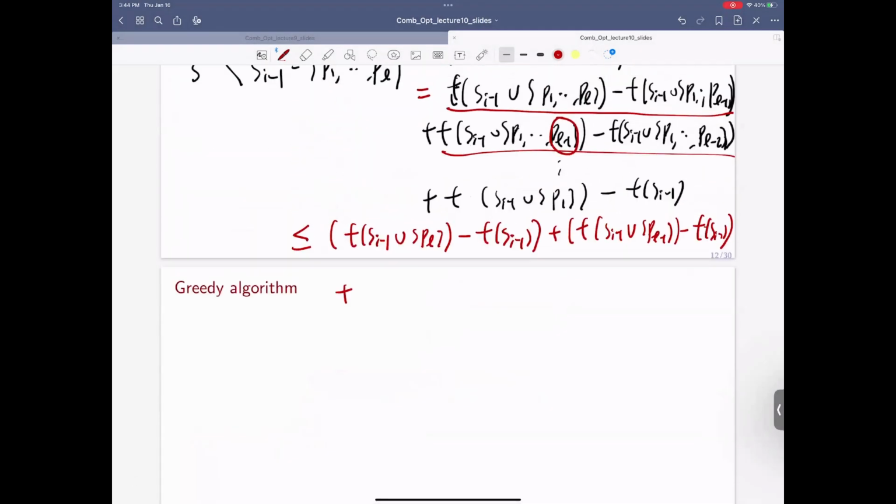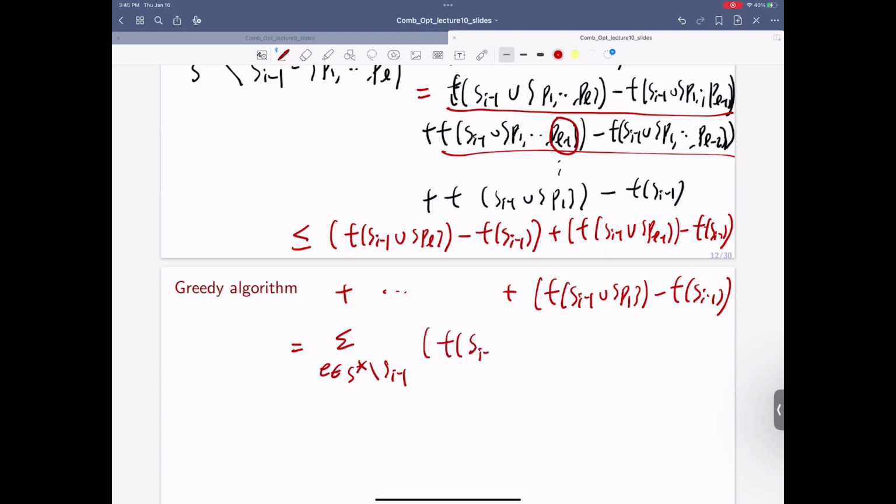Then you repeat this thing up to f of S_{i-1} union P1 minus f of S_{i-1}. So this is equal to the summation over E belonging to S star minus S_{i-1} of f of S_{i-1} union E minus f of S_{i-1}. Now we got this argument.